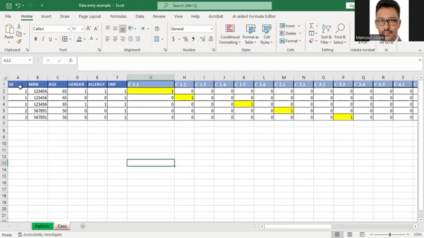Okay. So patient number two has two problems. So as you can see here, the two problems. So we have to repeat two times. We will repeat the basic information: age, gender, allergy, DRP. Okay. And we will select for the patient, he has problem number C2.1 and another problem which is C3.3.